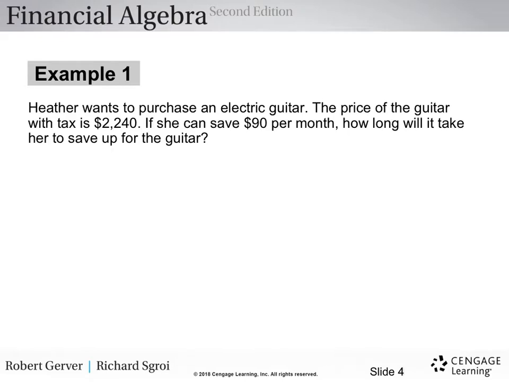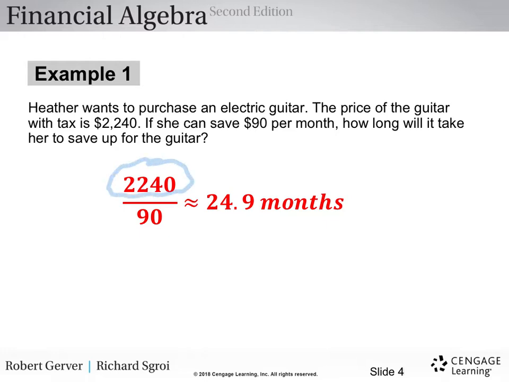All right, so let's look at some examples. Our first example is, Heather wants to purchase an electric guitar. The price of the guitar with tax is $2,240. If she can save $90 per month, how long will it take her to save up for the guitar? Well, as I said, the price of the guitar is $2,240. And if she can save $90 per month, we divide these two and we come out with 24.9 months. So basically, 25 months, just a little bit over 2 years, she can save enough money to buy the guitar.